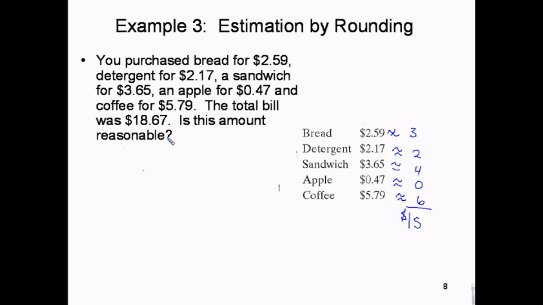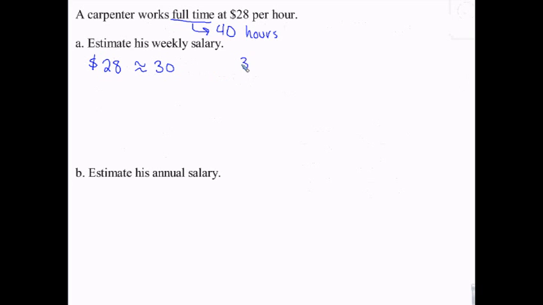So is $18.67 a reasonable amount for your grocery bill? No, it's not. So this is why estimation, to be able to estimate quickly, is a good thing, because you can go, wait, no, that doesn't seem right. And then make them recheck their math or their calculation, or maybe they rang up your sandwich twice or something, you know, which happens.